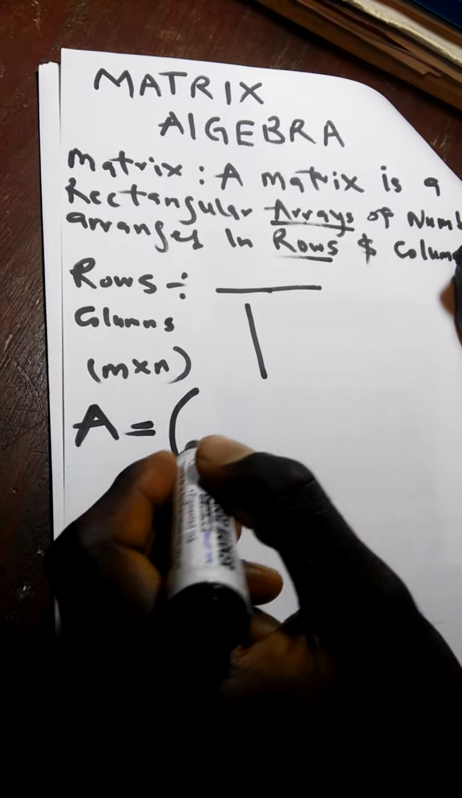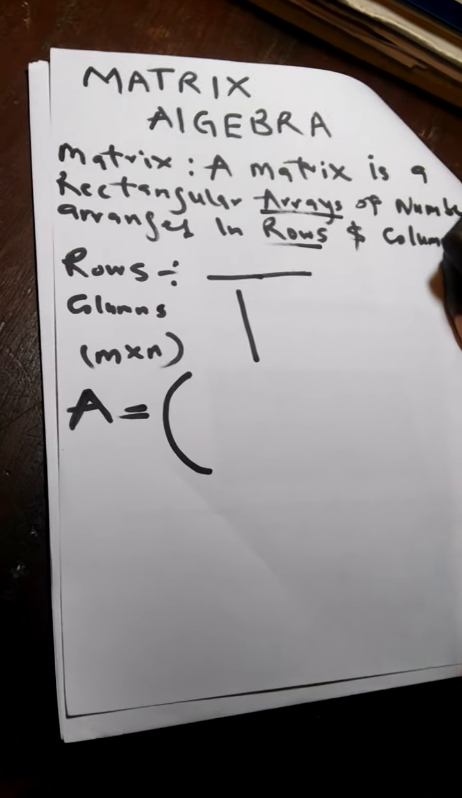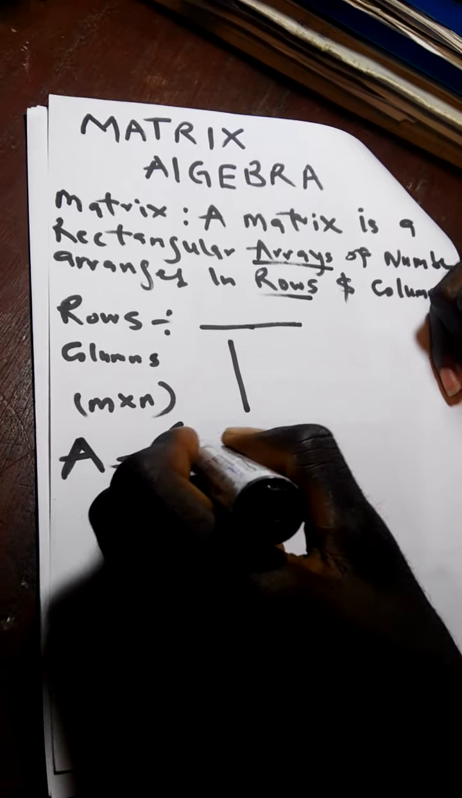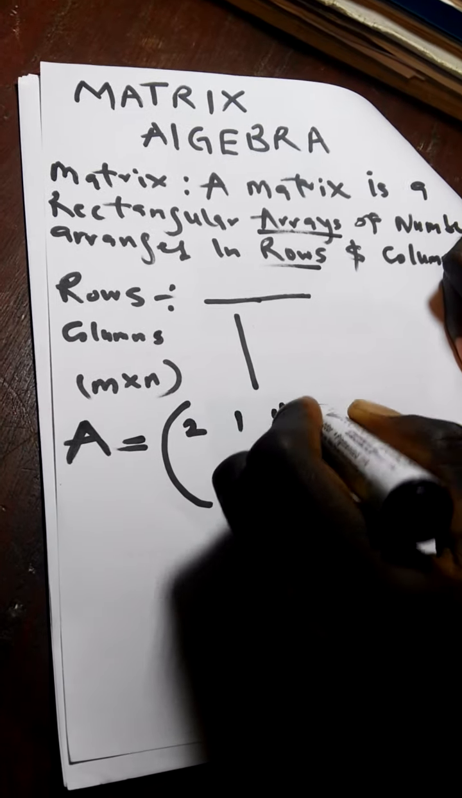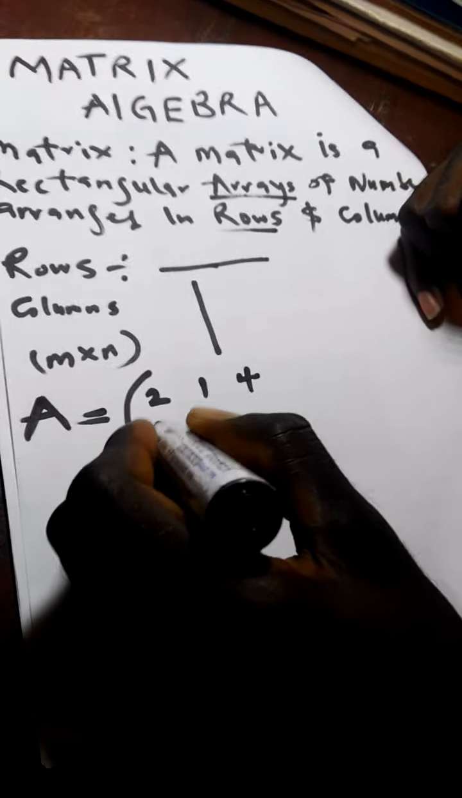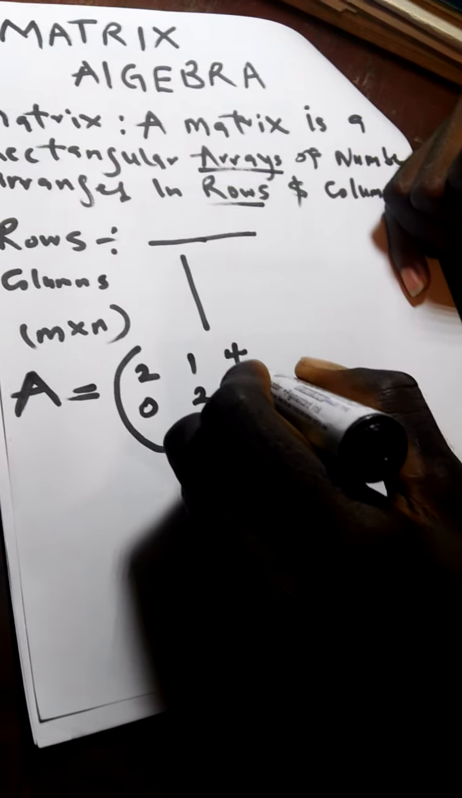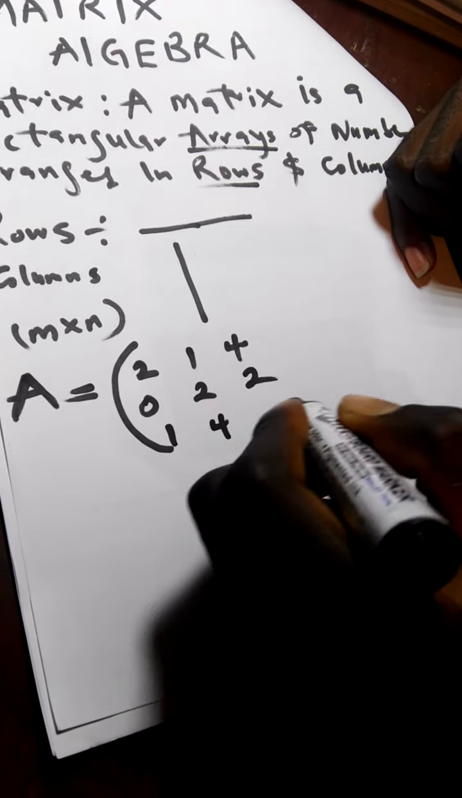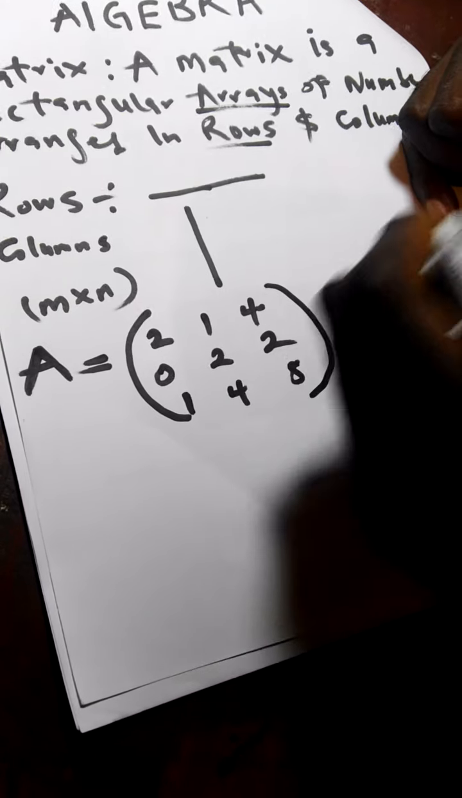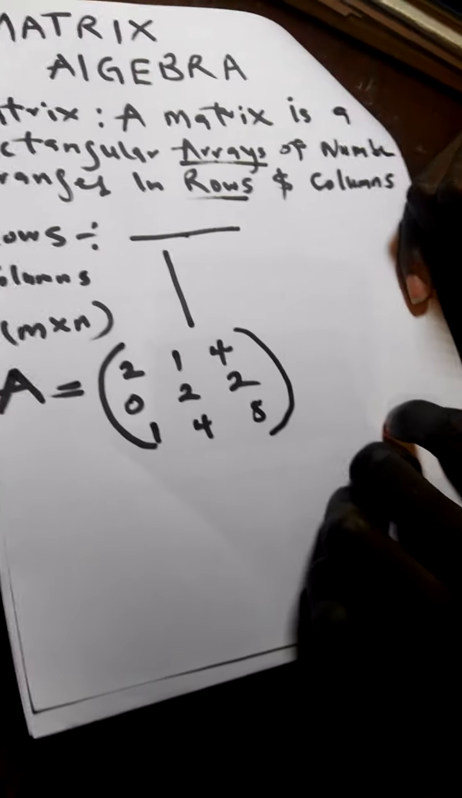Now, I'm going to form a matrix of order 3 by 3. 2, 1, 4, 0, 2, 2, 1, 4, 8. Now, this is an example of a matrix.